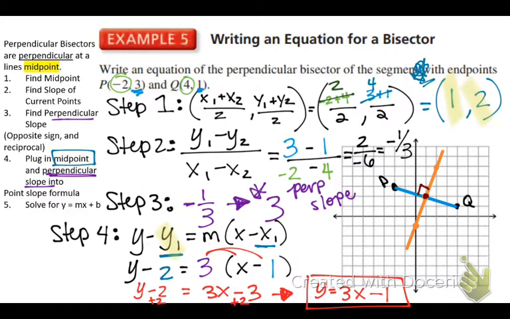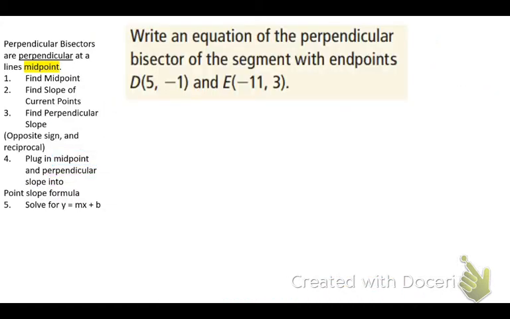All right, we're going to do one more together. We don't have to graph this. Go ahead and write this down. You guys are going to find step 1. All right, what did we find as our midpoint? 8-2. Do we all agree? 8-2.